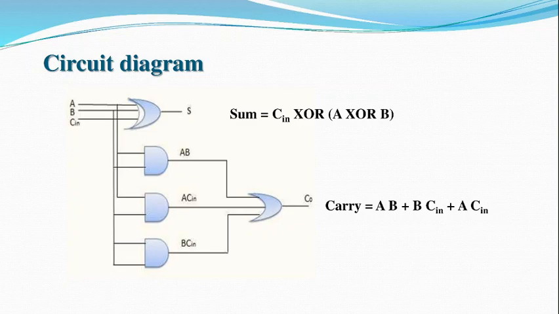As seen here, the inputs A, B and C in are connected to a 3 input XOR gate whose output is the S bit. AB, A C in and B C in are connected separately to 3 AND gates and the outputs of these gates are connected to an OR gate whose output corresponds to C0. In this manner, one can build a full adder using basic gates.